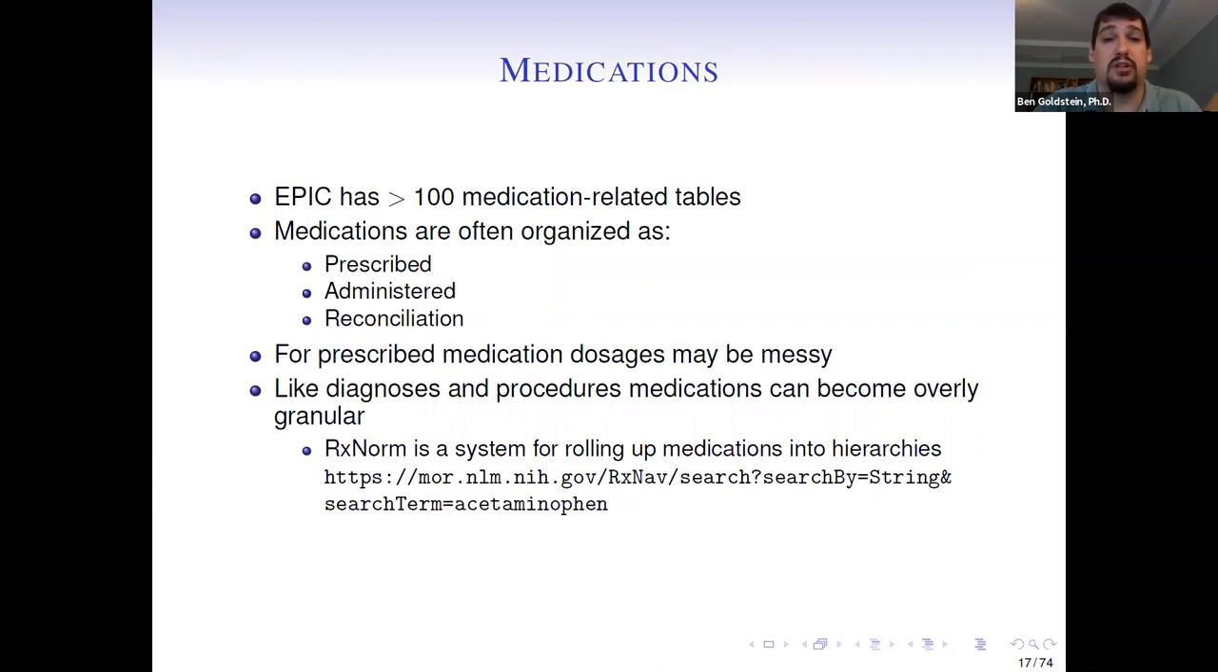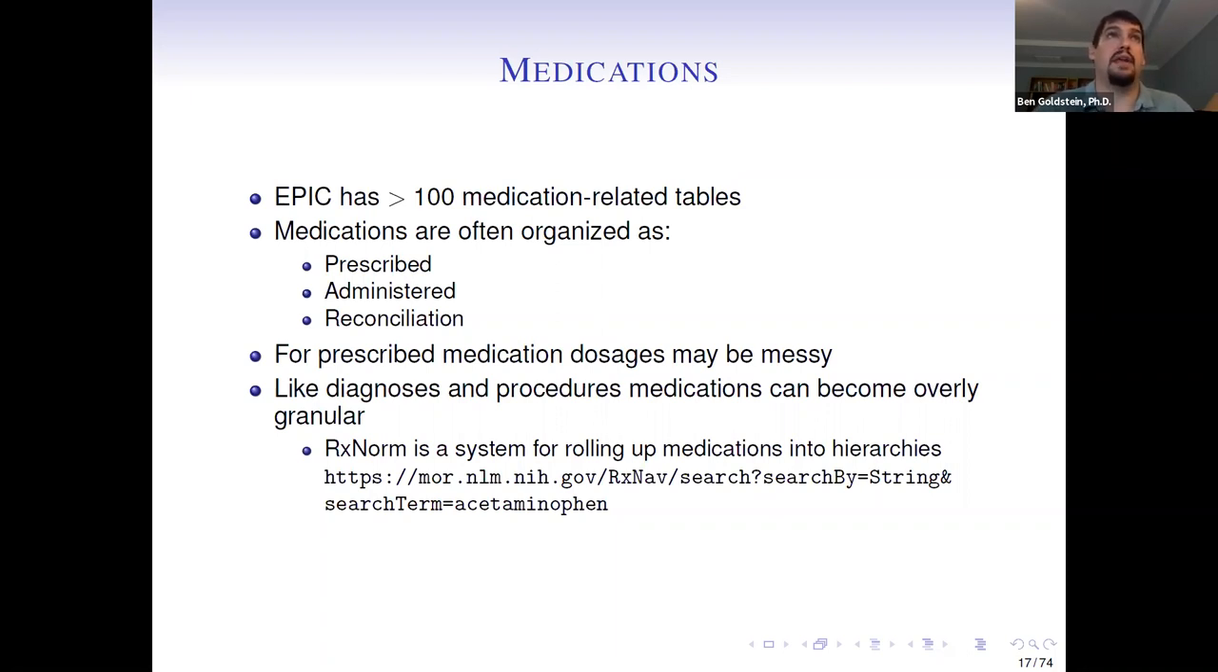Another table of interest, if you will, is medications. Epic has over 100 medication-related tables, so it's not just as simple as saying, I want to look at the medications. You want to know what kind of medications you want to be looking at. A lot of the reason we have these different tables is because medications can come from different places.